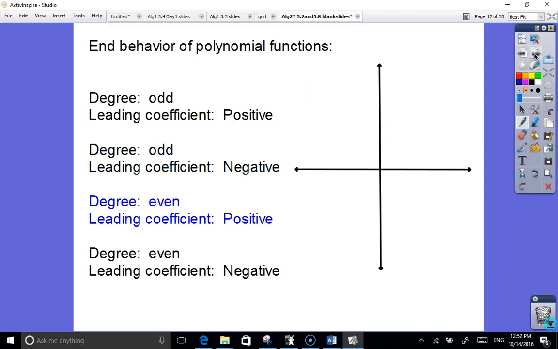Right? If the degree is even and the leading coefficient is positive, that would be like a quadratic, which is opening up, right? So I can draw it like a quadratic. It just as well could be a quartic. Basically, it's doing the same thing on both sides. So I can just write with one statement, as x approaches plus or minus infinity, to the left or to the right, y approaches positive infinity.